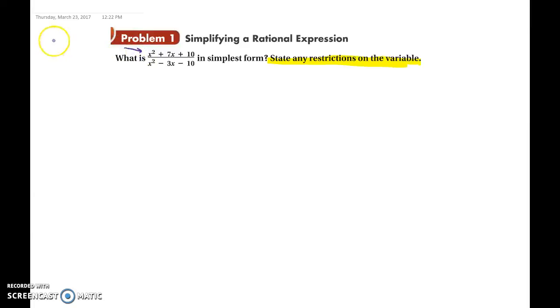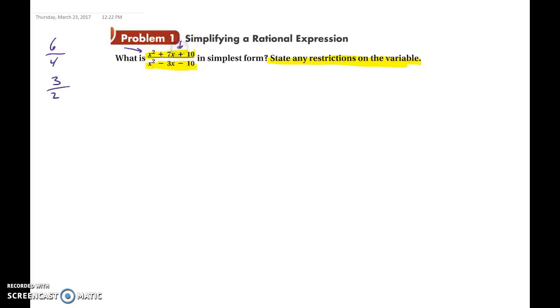Right, it's not as easy as when it's 6 over 4, where we can say, oh well, we just need to reduce each of them by 2 and get 3 over 2. It's not that easy. It's the same thought process, but it's a little bit harder. What we need to do for this is factor our numerator and our denominator.